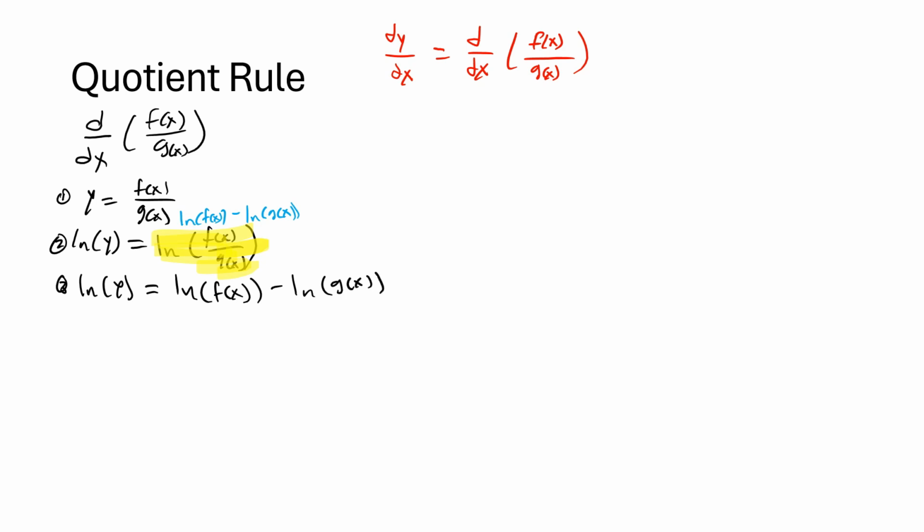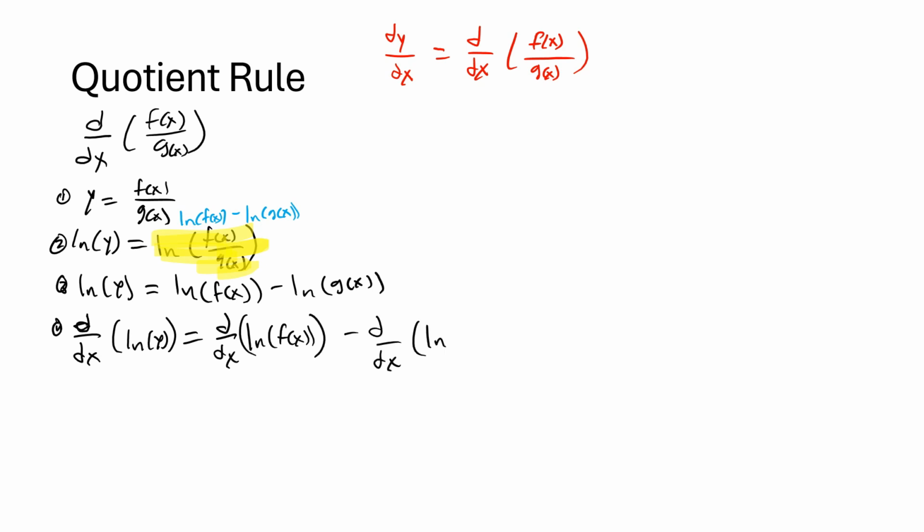Okay, and then the fourth step is we take the derivative with respect to x of both sides, d/dx of ln of y equals, again, two separate terms, so I'm just going to take the derivative with respect to x of each term: d/dx of ln of f of x minus d/dx of ln of g of x.